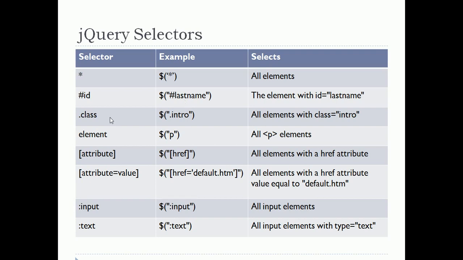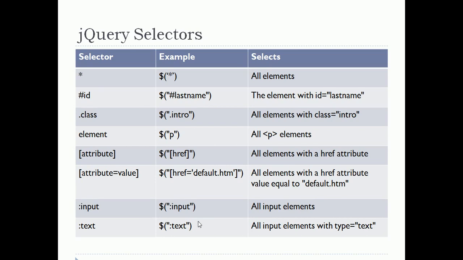Now for the class selector we have to use dot. This is an example. It will select all the elements whose class is intro. Next one is the element selector. Here it will select all the elements of tag P, or paragraph tag. Here it will select all the elements with the href attribute, and in the next example it will select all the elements with href attributes whose value is equal to default.htm. Now these are some advanced selectors.